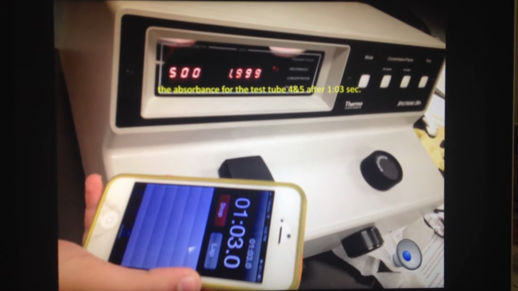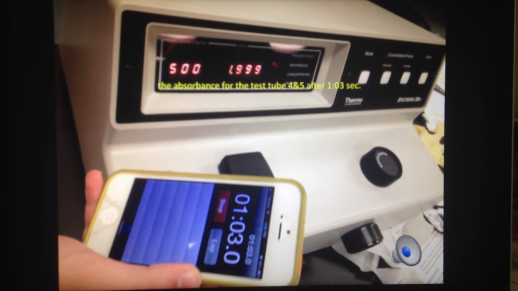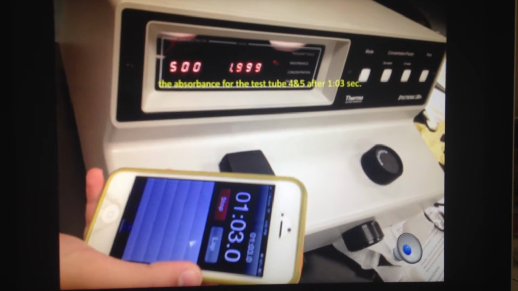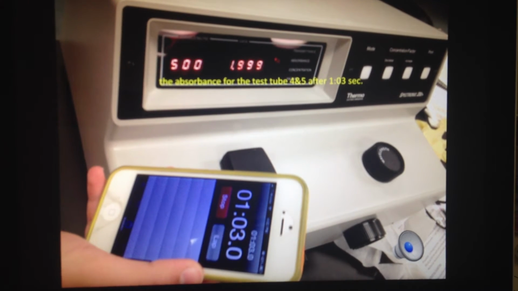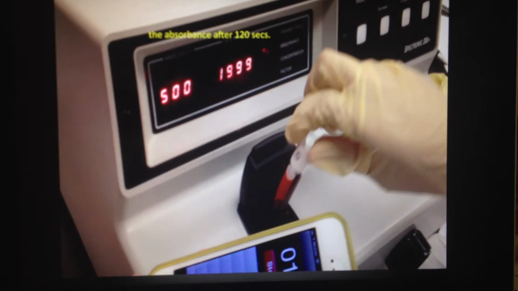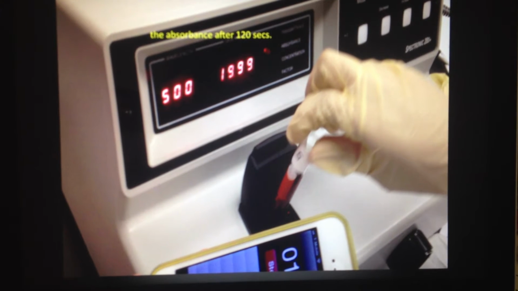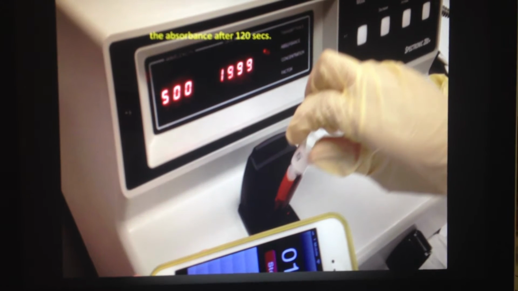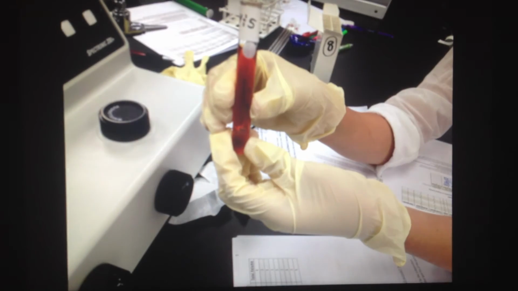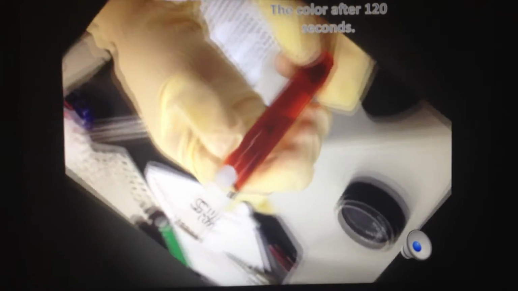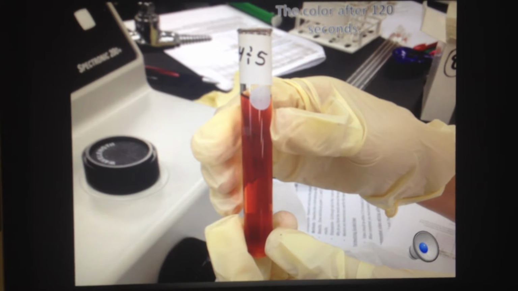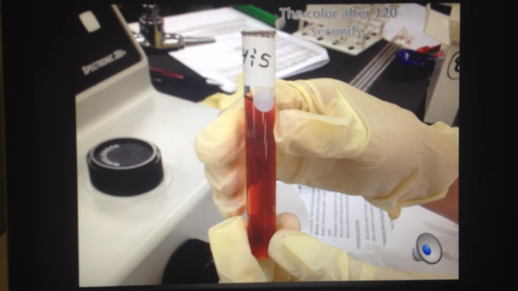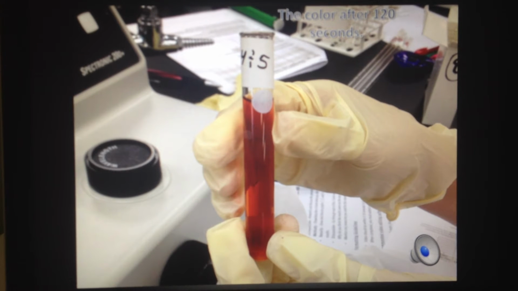The absorbance for test tubes 4 and 5 after 1 minute and 3 seconds is 1.999. When test tubes 4 and 5 were mixed, after 120 seconds, the enzyme reacted with the guaiacol to produce this orange-brown color.